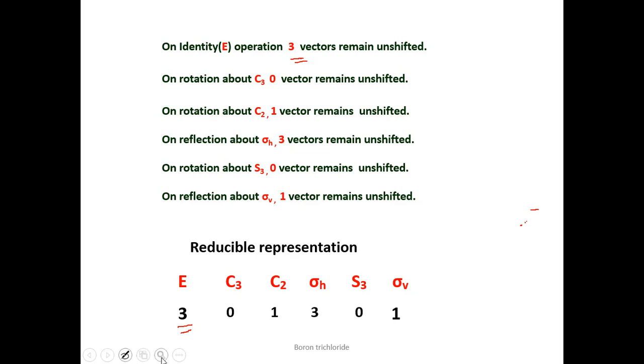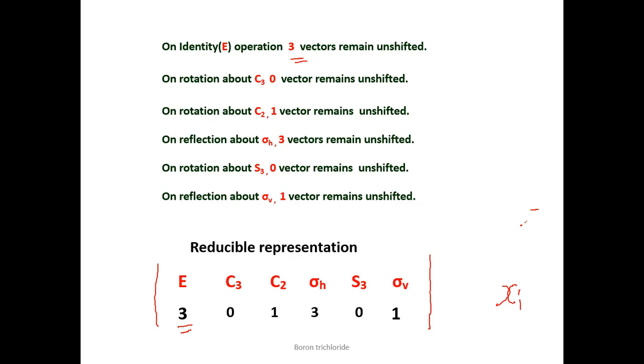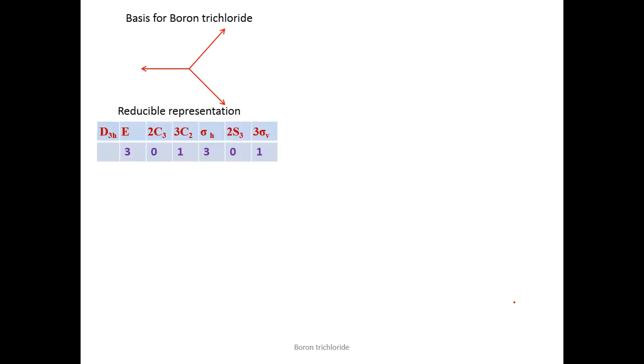And so what you have now is what is known as reducible representation for determining the hybridization. And these numbers 3, 0, 1, 3, 0, 1 are the characters of the reducible representation. Next, we are going to do the reduction of this reducible representation. This reducible representation has to be reduced. For that, we need the reducible representation, which is described just now and which is written here.